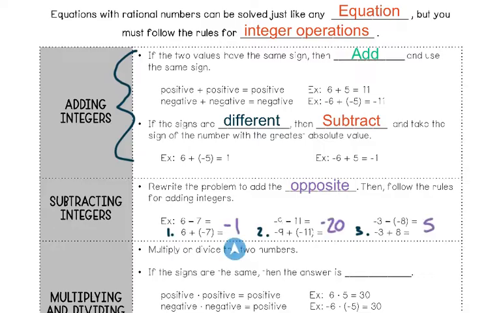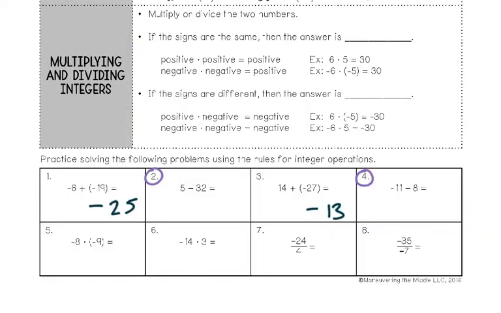I got negative 1, negative 20, and 5. Now I'm going to look down at the two practice problems that match it. I see number 2 and number 4 are subtraction problems. So let's start with number 2.